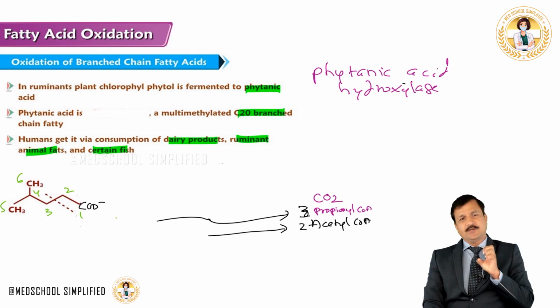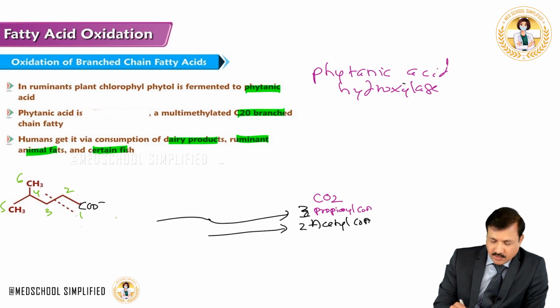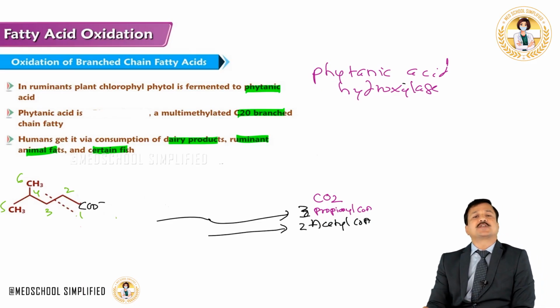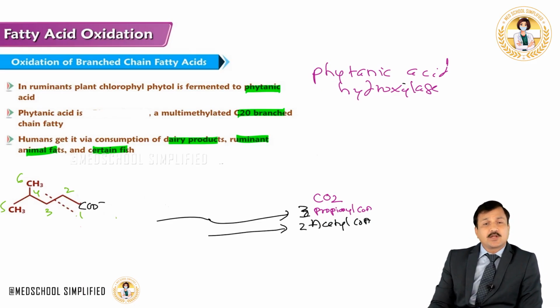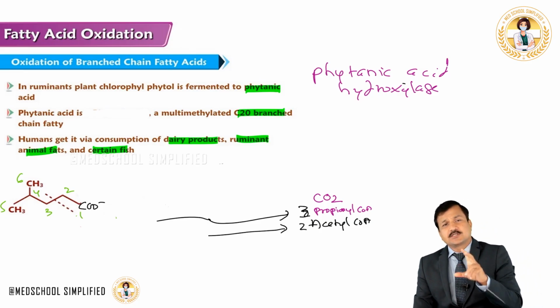Now this 6 carbon will move into the mitochondria. Actually, this will go into the mitochondria. Now the beta oxidation will continue in the mitochondria. So that means branched chain fatty acid oxidation will go on in 2 subcellular organelles. One is in the peroxisome and the other is in the mitochondrial matrix.